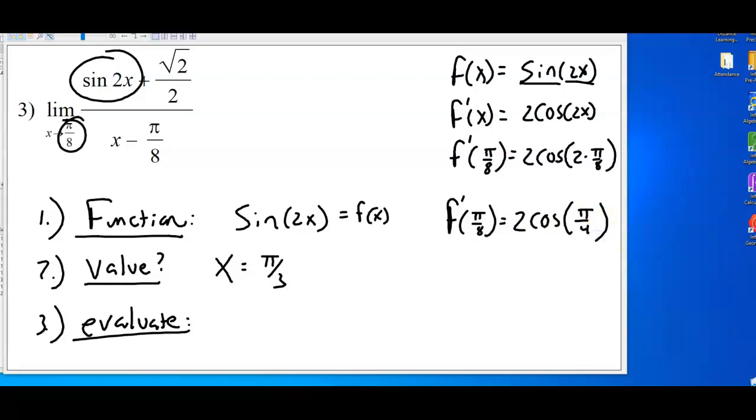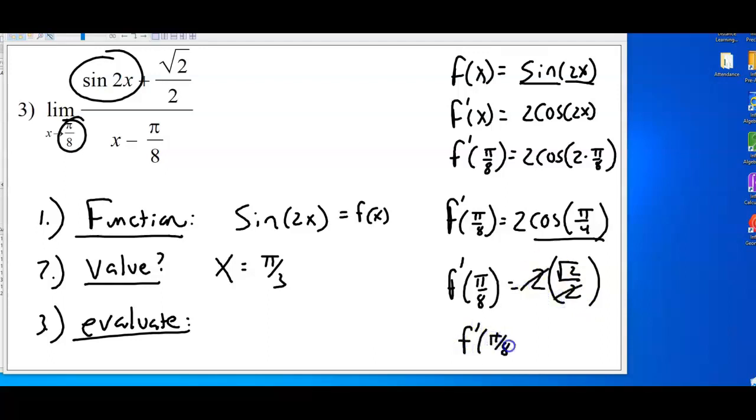Two times pi over 8 is pi over 4. Cosine of pi over 4 is radical 2 over 2. And 2 times radical 2 over 2 is just radical 2. There you go.